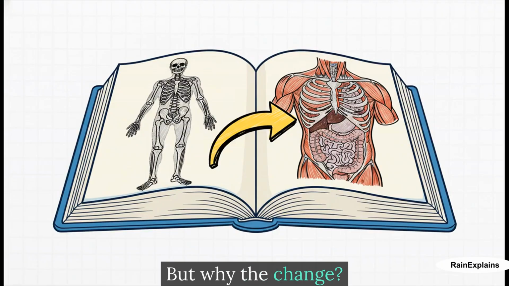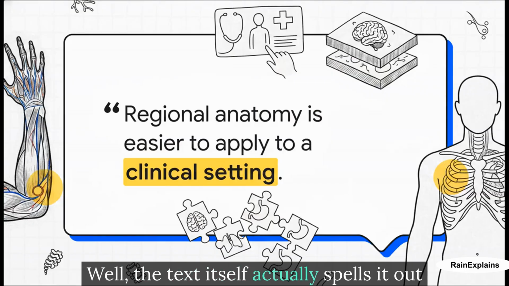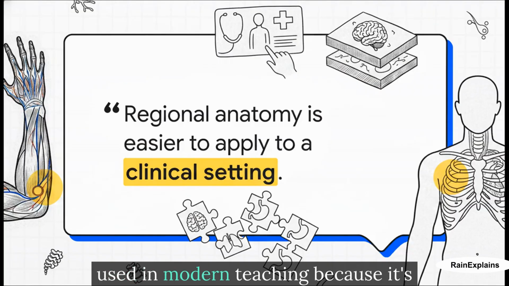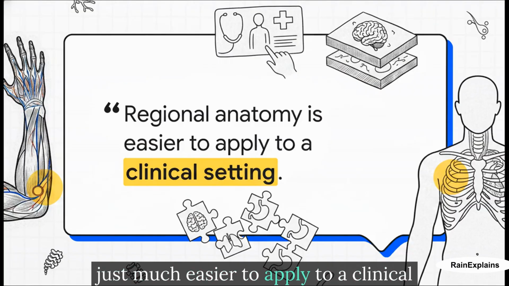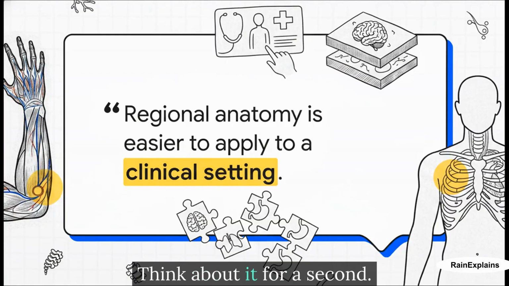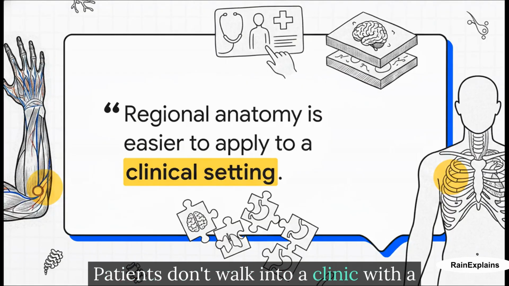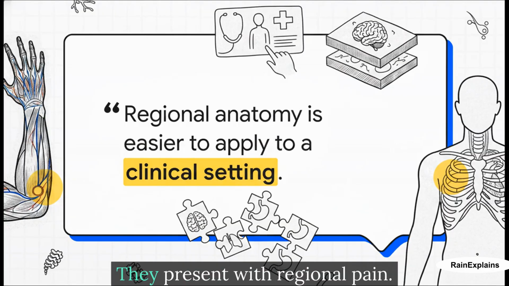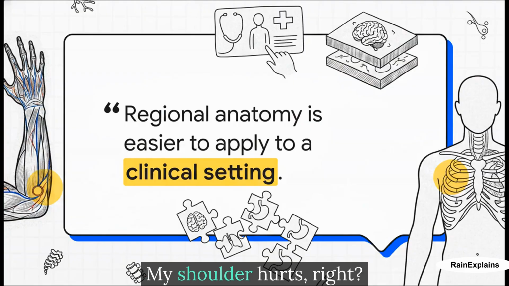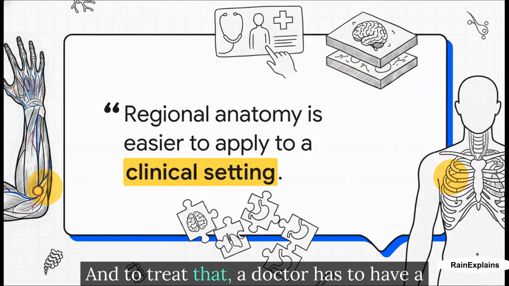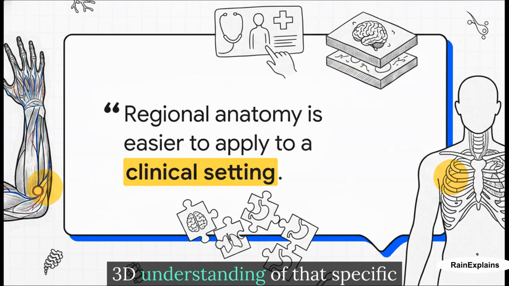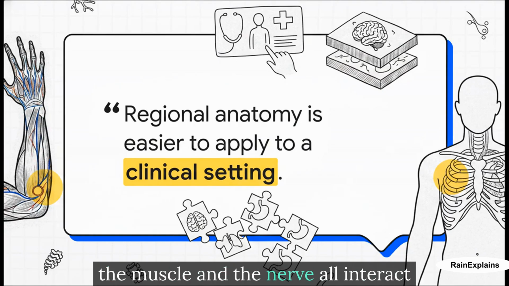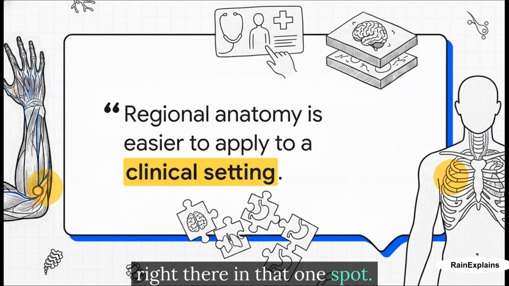But why the change? Well, the text itself actually spells it out perfectly. They say that regional anatomy is widely used in modern teaching because it's just much easier to apply to a clinical setting. Think about it for a second. Patients don't walk into a clinic with a disjointed systemic issue. They don't say, my nervous system is acting up. They present with regional pain. My shoulder hurts, right? And to treat that, a doctor has to have a 3D understanding of that specific geographic intersection, how the bone, the muscle, and the nerve all interact right there in that one spot.